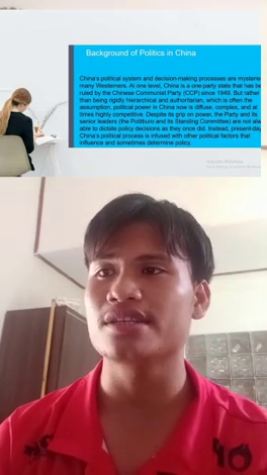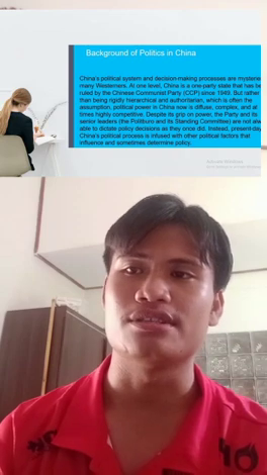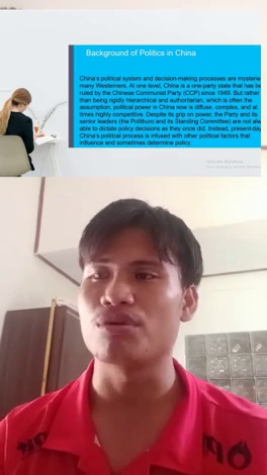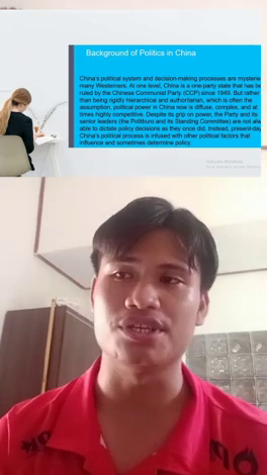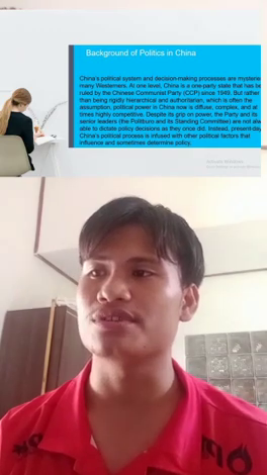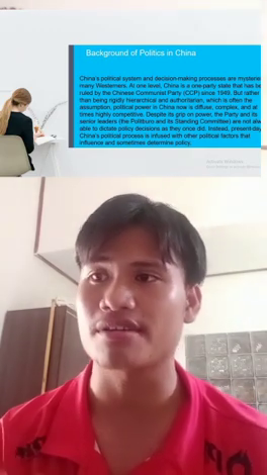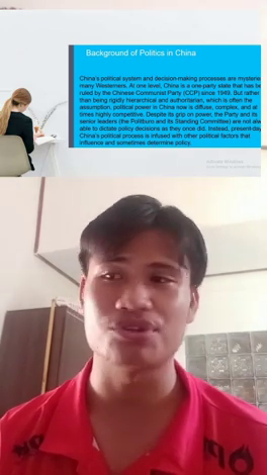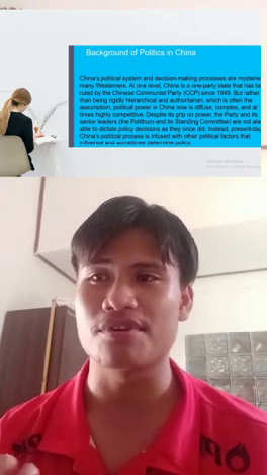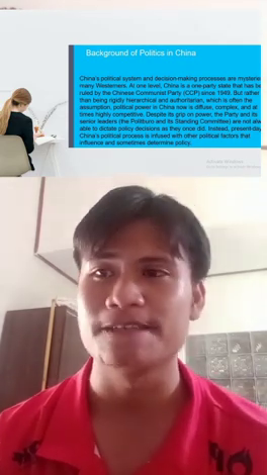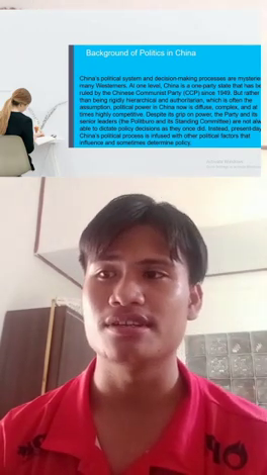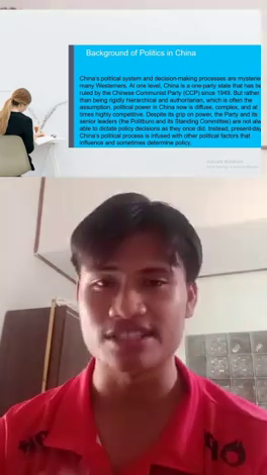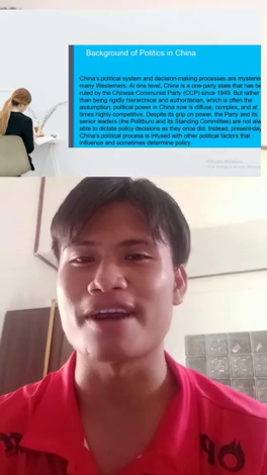So despite its grip on power, the party and its senior leaders, the Politburo and its Standing Committee, are not always able to dictate policy decisions as they once did. Instead, present-day China's political process is infused with other political factors that influence and sometimes determine policy. Okay, that's the background of politics in China. Let's move to my next slide.